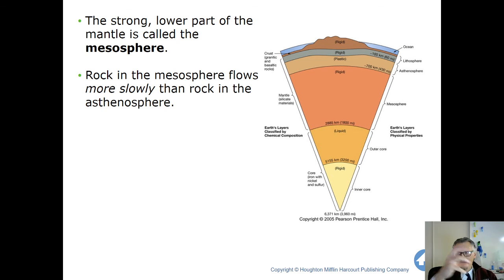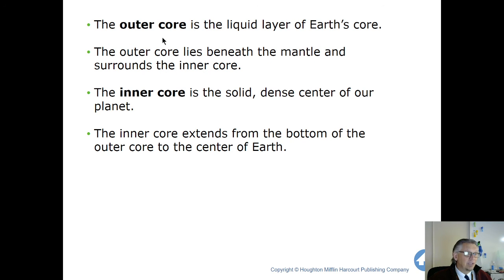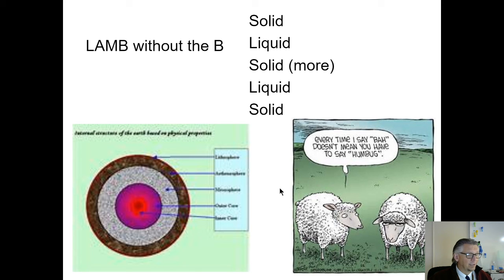If this is our liquid model, those molecules are moving about, and if we push them so close together, they are going to act like a solid. So the outer core is going to be liquid, the inner core is going to be solid. My stupid way of remembering the lithosphere, asthenosphere, mesosphere is a lamb without the bee. So lithosphere, asthenosphere, mesosphere. And it goes solid, liquid, solid, more solid than liquid, liquid, solid. So solid, liquid, solid, solid.